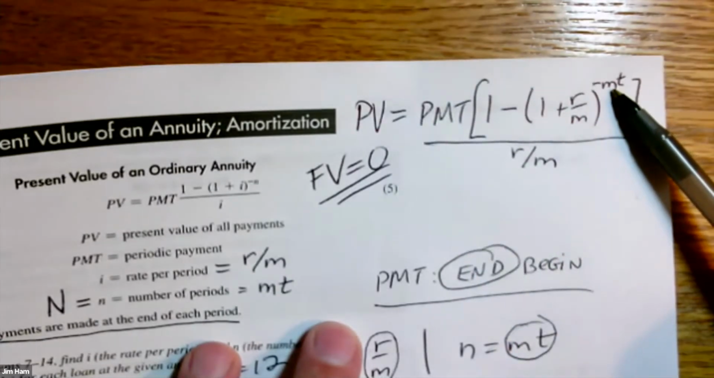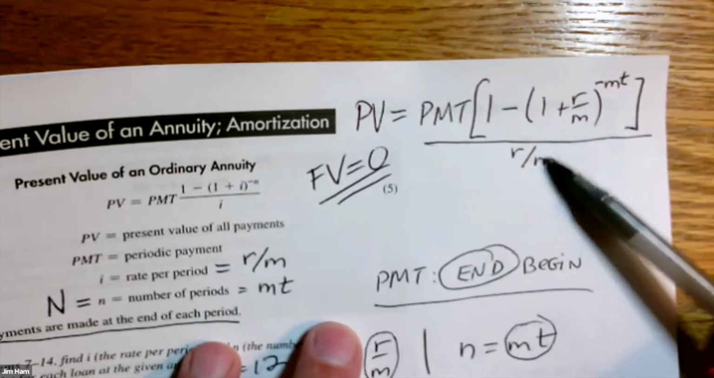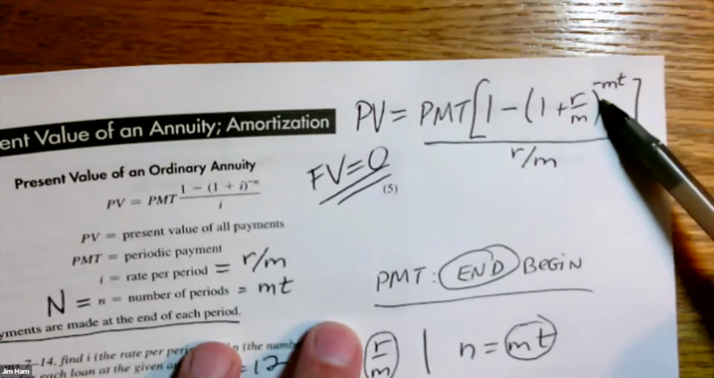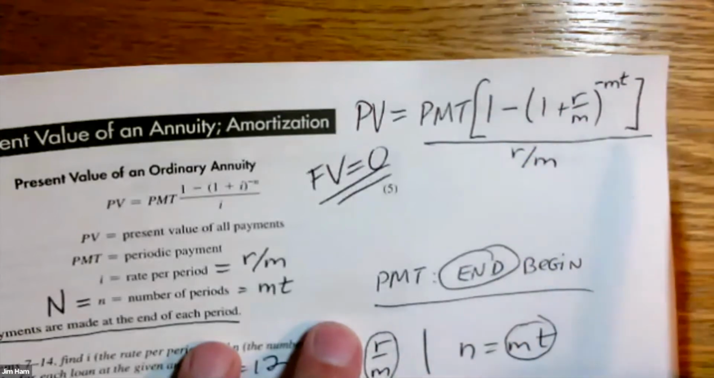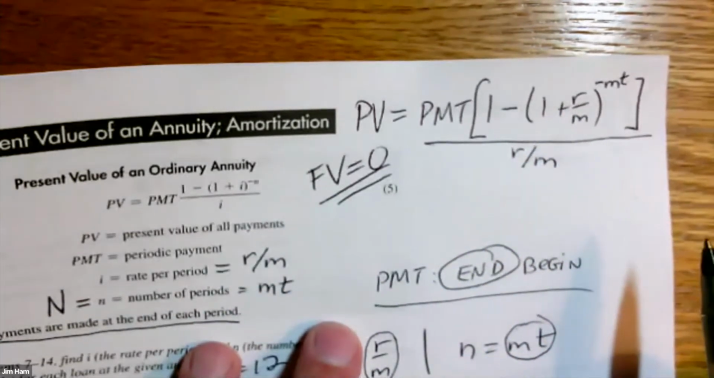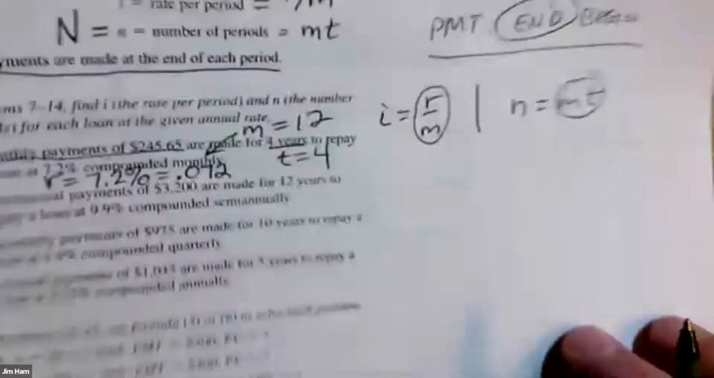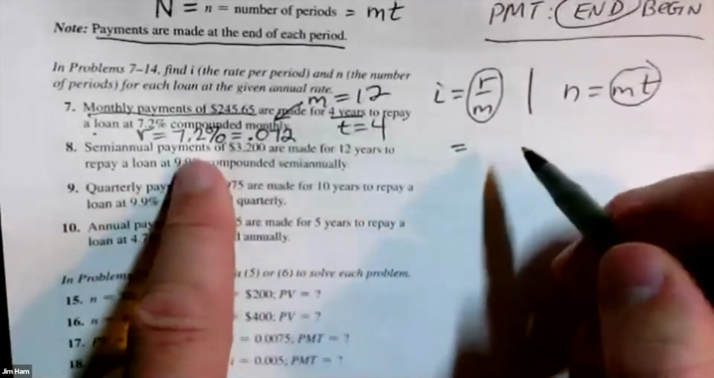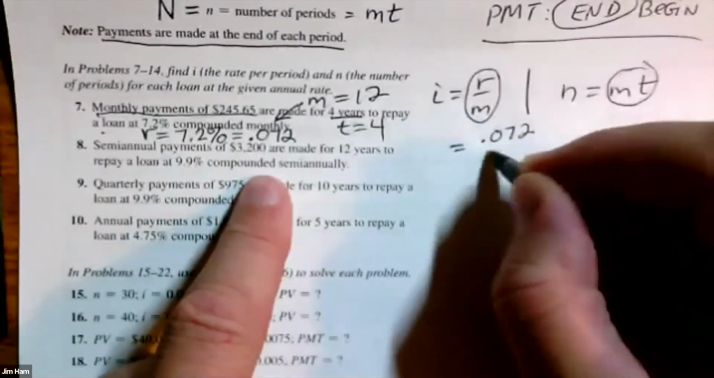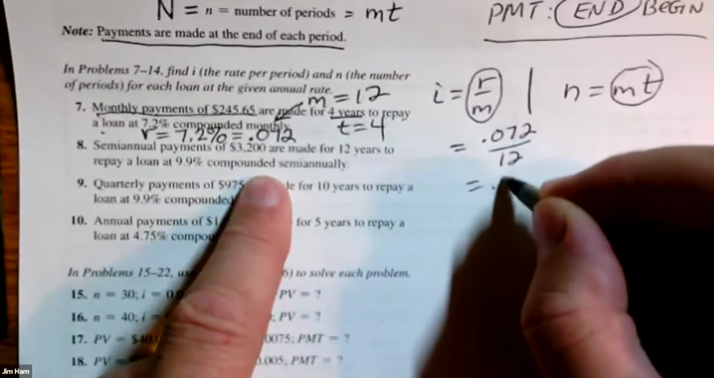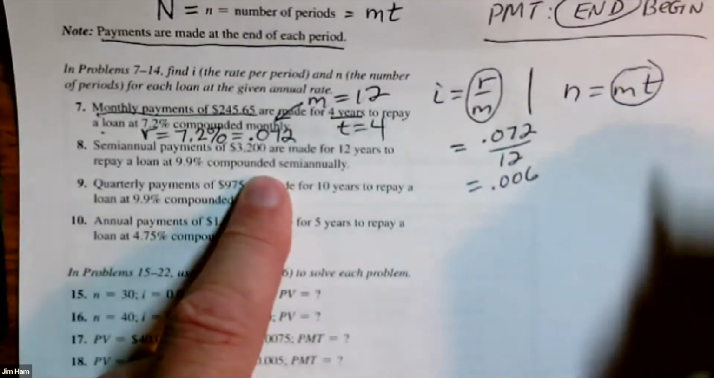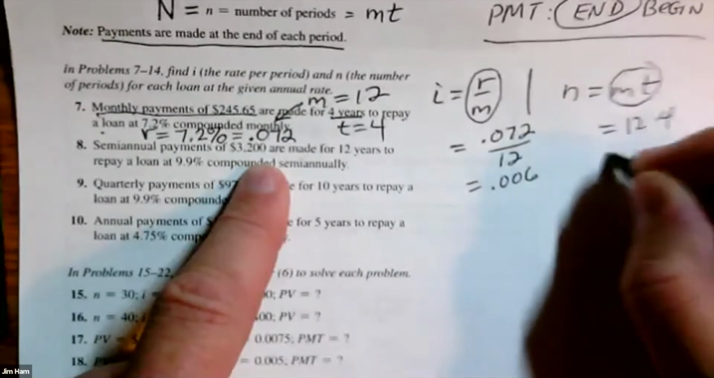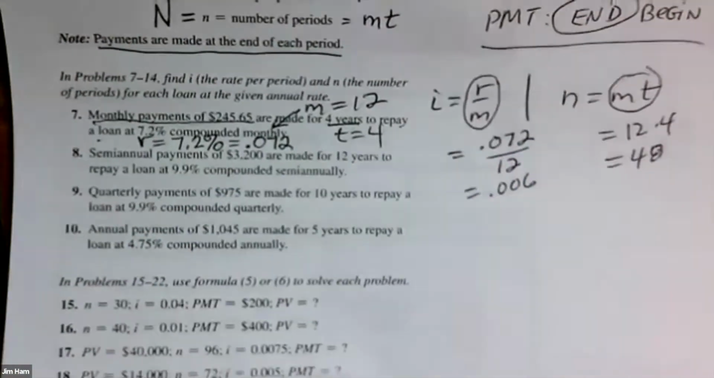The M is the payments per year and compounding per year. T is the number of years. That doesn't appear anywhere in the TVM solver, but MT does. And then R is the I percent, except you have to convert it to a percentage as opposed to a decimal number. So then the rest of this would be just for number 7. You have the interest rate, 0.072, and if you divide that by 12, that is 0.006. And then the number N is M, 12, times T, 4, so 48. That's the only one I'll do in that section.